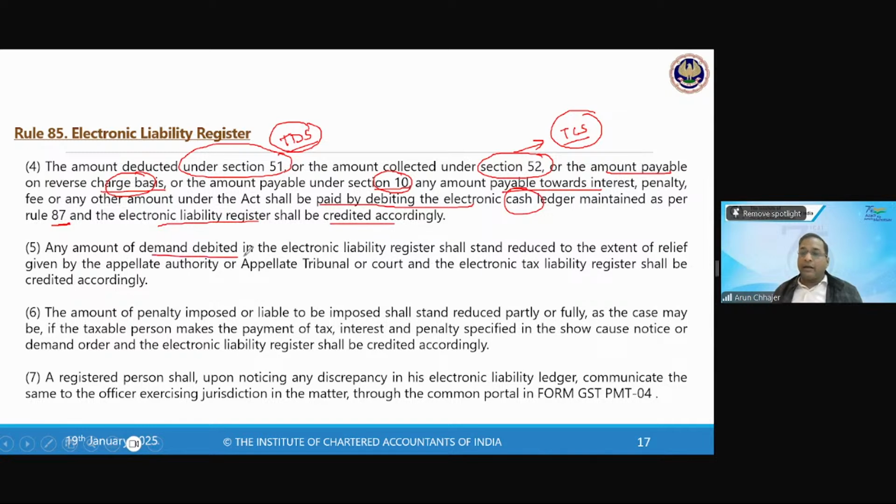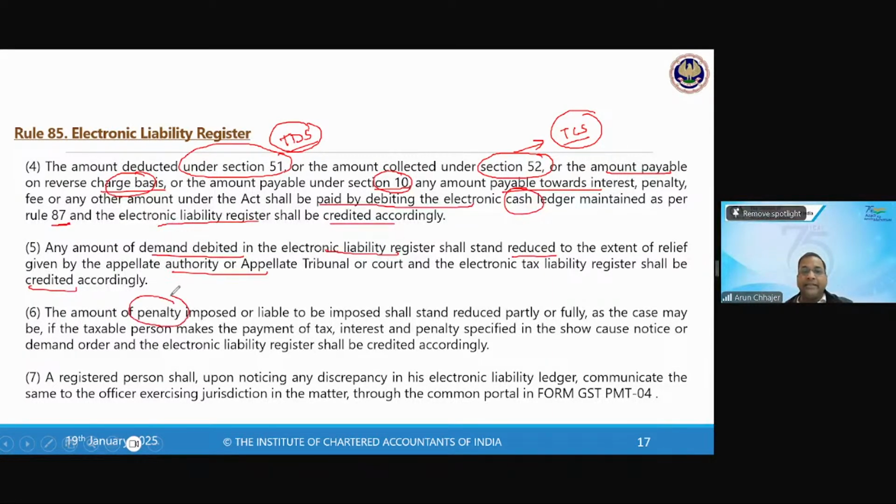Any amount of the demand debited in the liability register shall stand reduced to the extent of the relief given by the authority, and it will be credited accordingly. Suppose I have the demand and I have filed the appeal, and the appeal has been decided in my favor. In that case, this liability would get credited. The liability register would get credited.